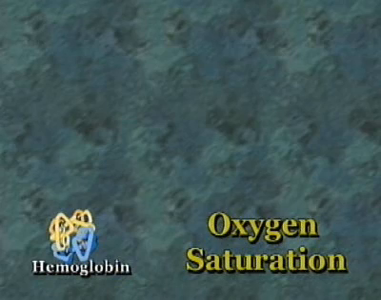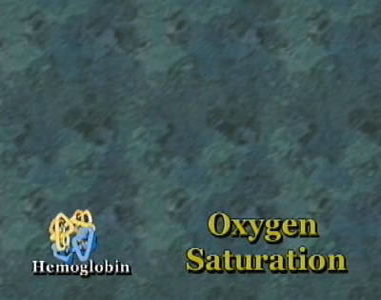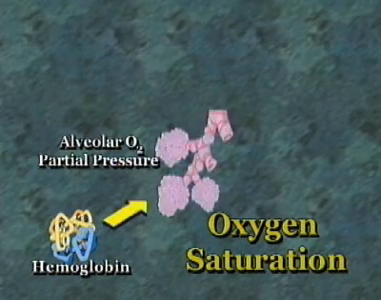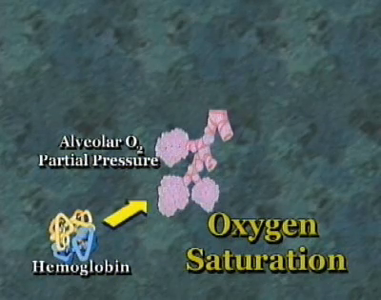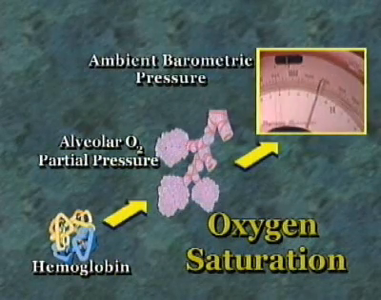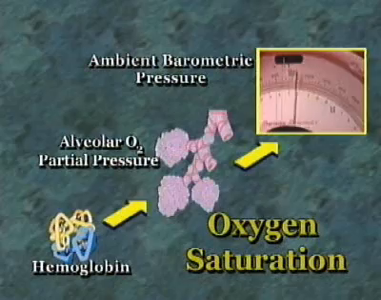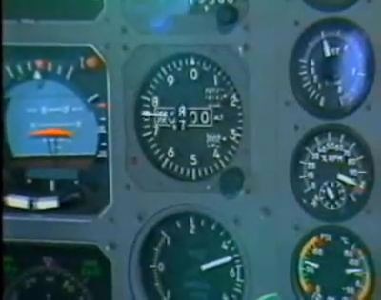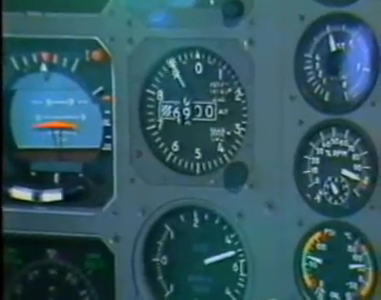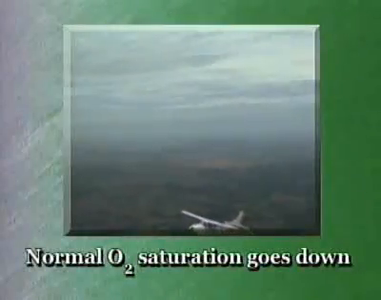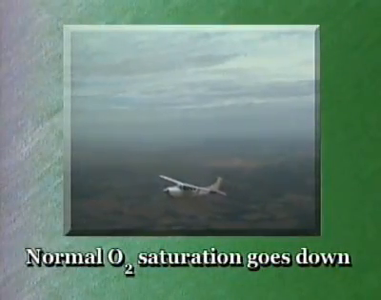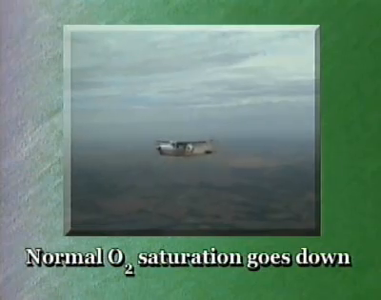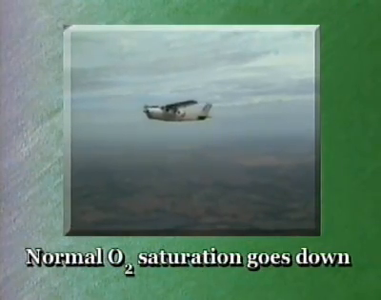The ability of the hemoglobin to become oxygen saturated is dependent on the alveolar oxygen partial pressure, which is dependent on the ambient barometric pressure. Since we know the degree to which the ambient oxygen partial pressure decreases with altitude, it is possible to determine the oxygen need. For more information, refer to your workbook. Normal oxygen saturation goes down as a result of decreasing atmospheric pressure as we ascend to altitude.